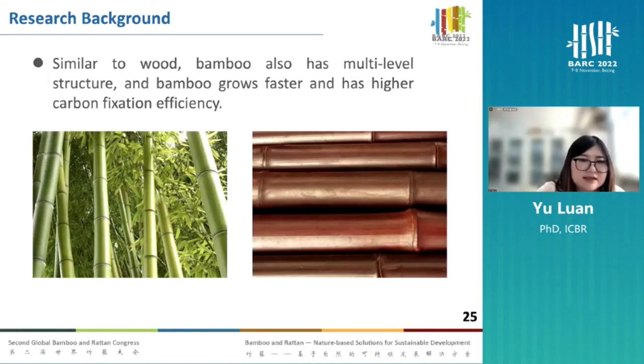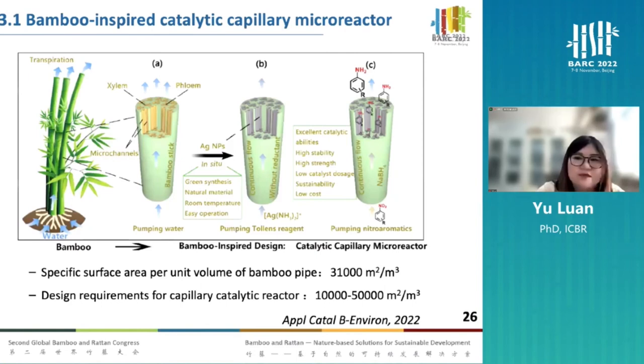Similar to wood, bamboo also has a multi-level structure, and bamboo grows faster and has higher carbon fixation efficiency. It has a huge potential for application. Recently, we have done some work in this area. First, we use bamboo to make a catalytic microreactor. The bamboo pipes can transport water and salt.